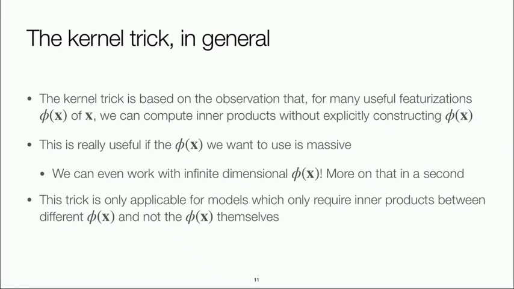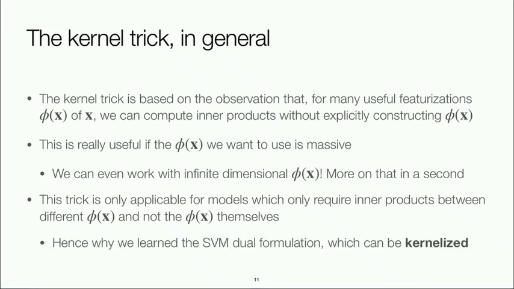And again, this trick is only applicable if we have models that only require these inner products, phi of x transpose phi of x prime, and not the features phi of x themselves. So we need to have these formulations that are amenable to the kernel trick. They use inner products and nothing else. And that's why we learned about the SVM dual formulation, because it's an example of a model, actually the canonical example of a model, which can be kernelized.